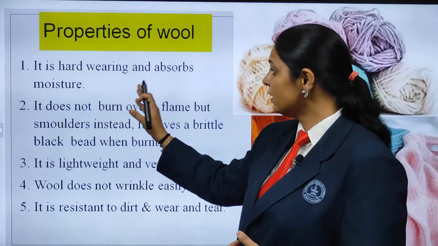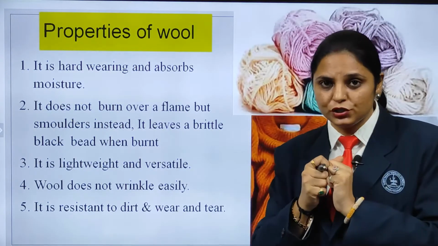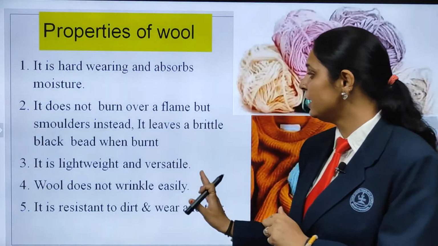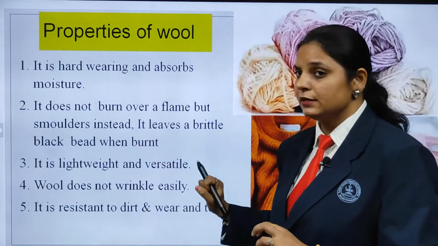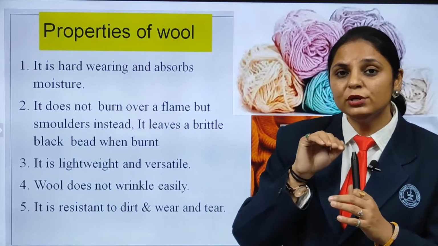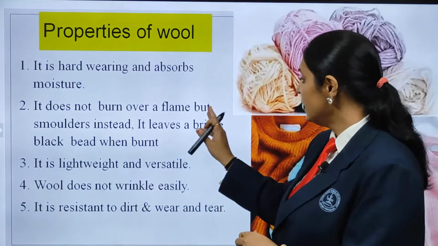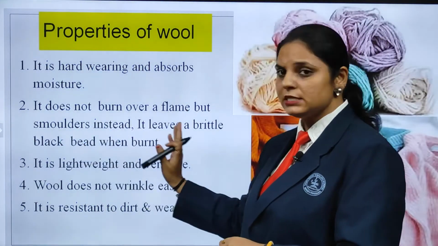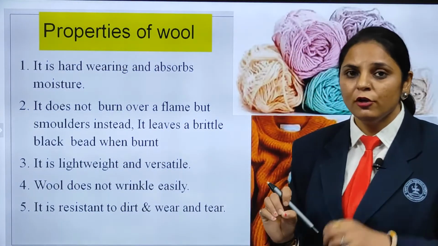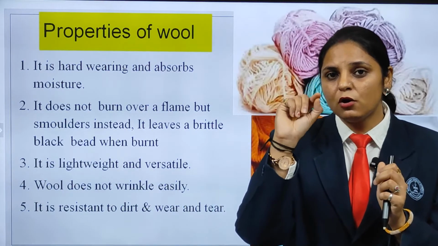It is hard wearing and absorbs moisture. It has the ability to absorb moisture from the environment, and it does not burn over a flame but smolders instead. If it comes into touch with burning, it does not catch instantly. It smolders instead, and it leaves a brittle black bead when it is burned. When you burn a wool, what happens? It forms a round black structure.